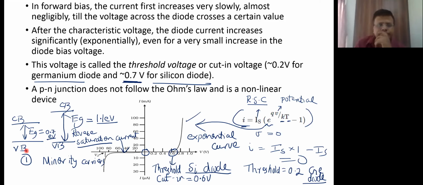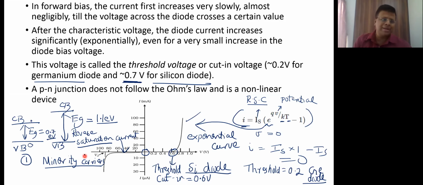How will you take a decision? Minority carriers are formed due to what reason? Due to thermal generation. So in thermal generation, will more be generated here or here? More will be in germanium, correct. So in germanium there will be more, because whenever thermal generation happens, the electron has to get sufficient energy to cross the band gap. And here, if the value is lower, they can easily cross over. So minority carriers are going to be more.